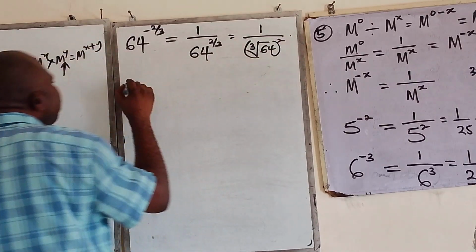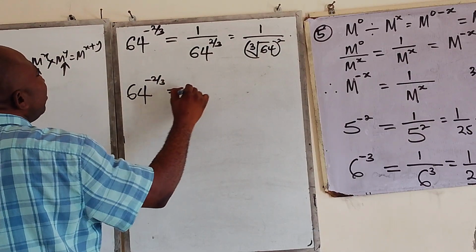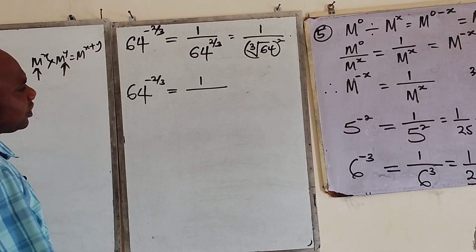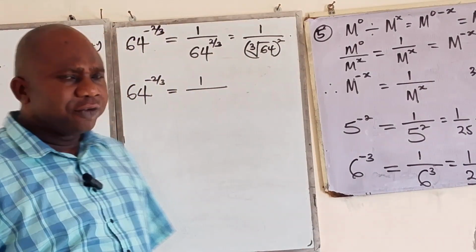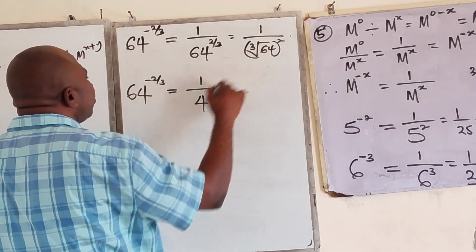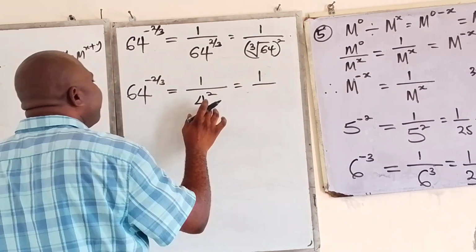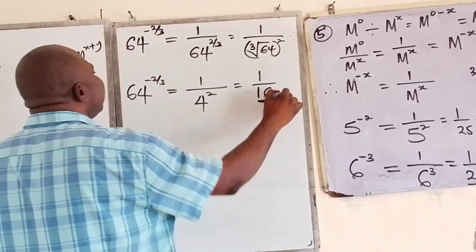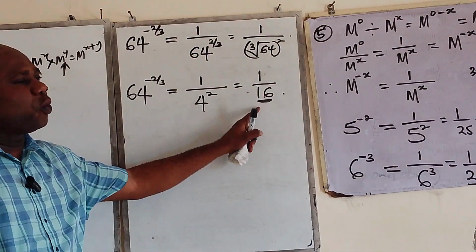So it means that 64 raised to the power of minus 2 all over 3 is the same as saying 1 all over the cube root of 64, all raised to the power of 2. The cube root of 64 is a number that will multiply itself 3 times to give us 64, and the number is 4. So here we have 4 power 2, which is 4 times 4, and that will give us 16. So the answer to this question is 1 all over 16.